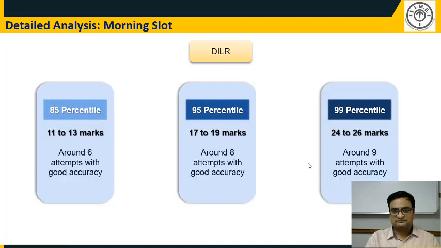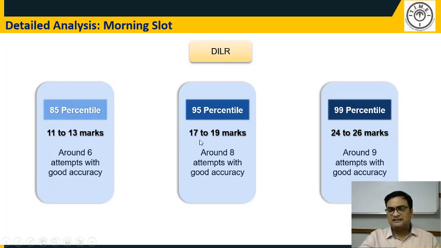Moving on. These are the percentile requirements. Clearing the cutoff would happen around 11 to 13 marks. That means around 5 to 6 questions with good accuracy will do the trick. When I say 5 to 6 questions, that essentially means one set. So any candidate who was very focused, very balanced, and was able to pick one entire set for solving would definitely clear the cutoff, assuming they get most of the questions right.